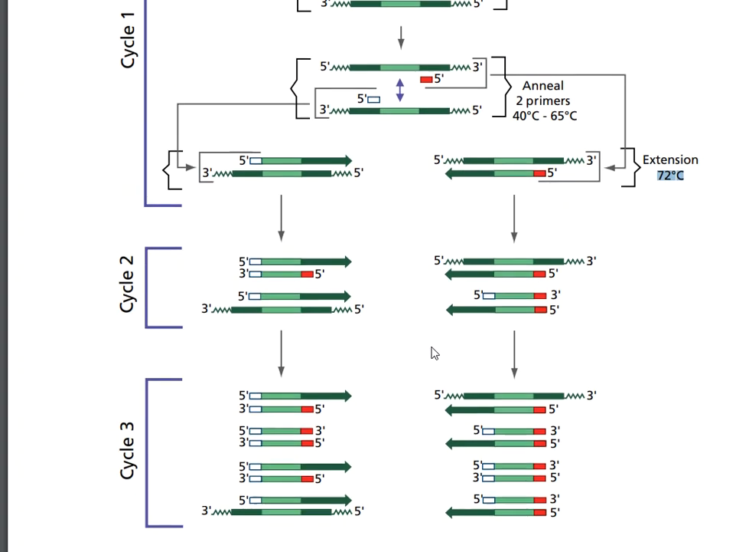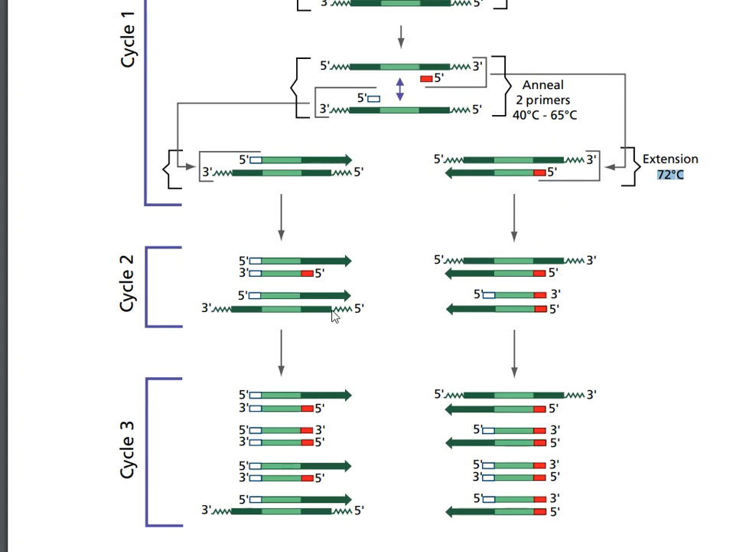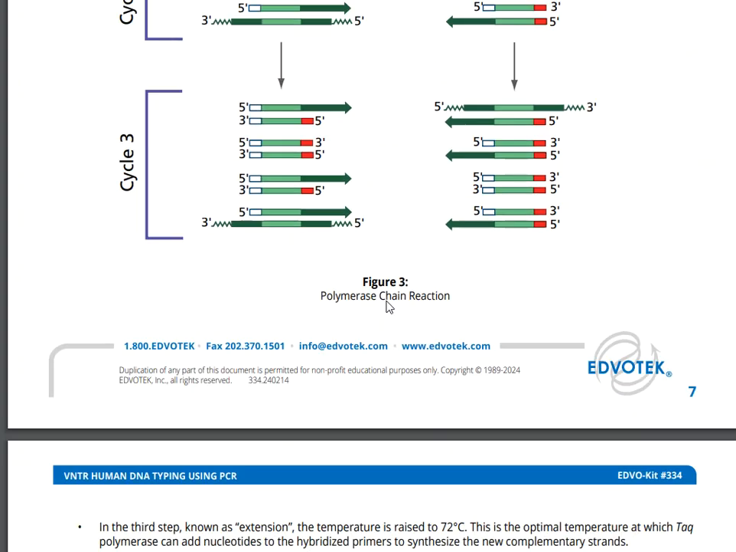That is our cycle 2 completion, and then our cycle 3 completion, and then we can go all the way up to 20, 30, 40 cycles, depending on how much DNA that we actually need and how much ingredient that we allow it to use to replicate the DNA with.